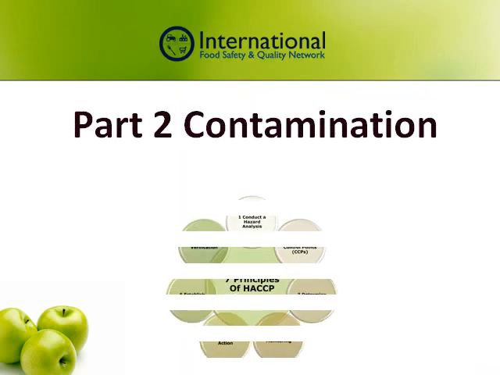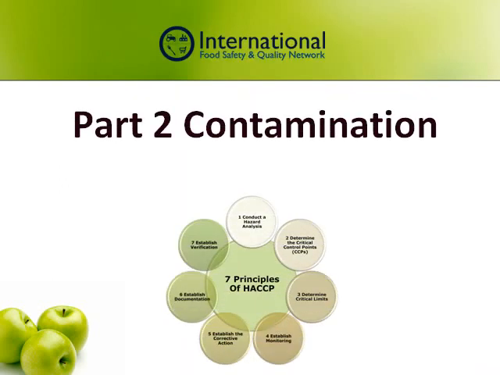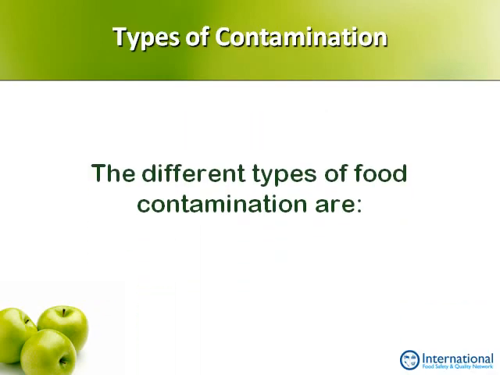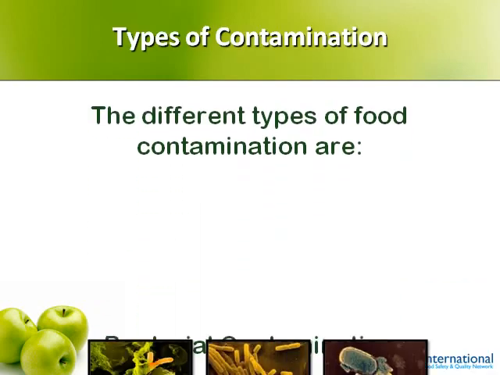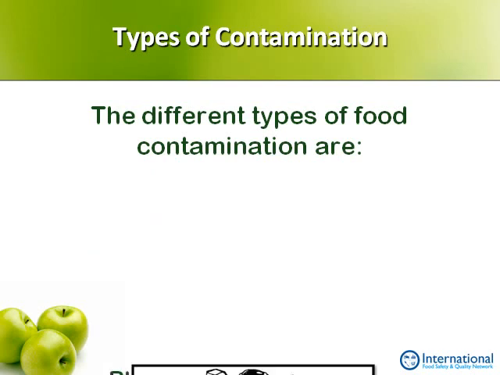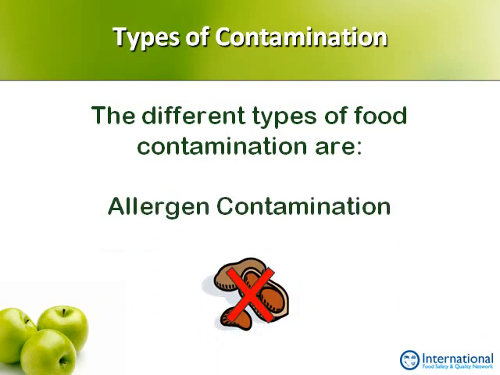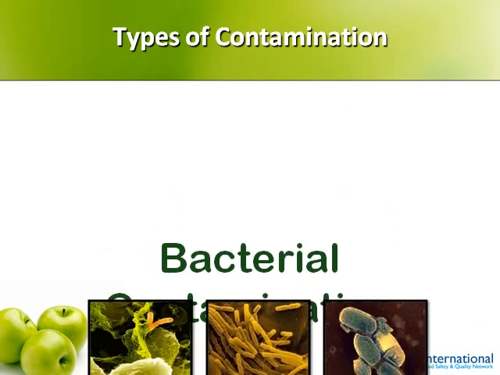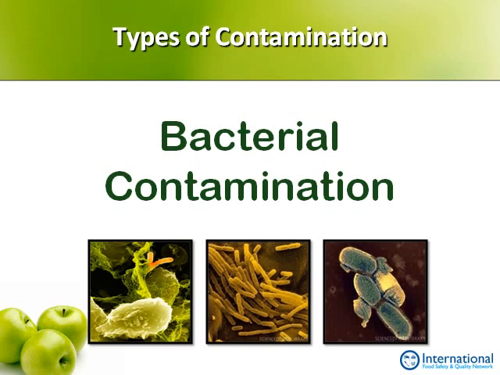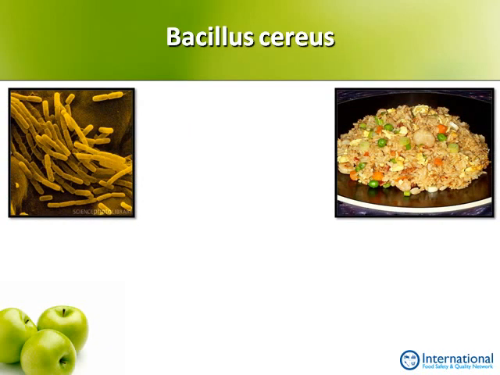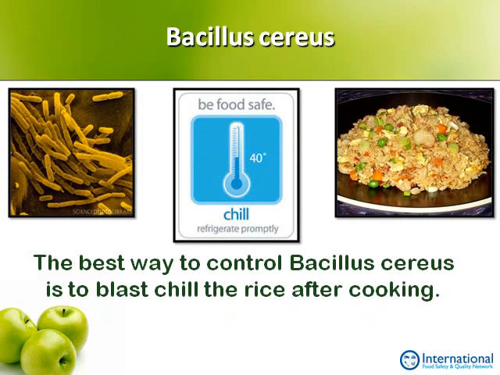Part 2, Contamination. The different types of food contamination are bacterial contamination, physical contamination, chemical contamination, allergen contamination. The best way to control Bacillus cereus would be to blast chill the rice after cooking.